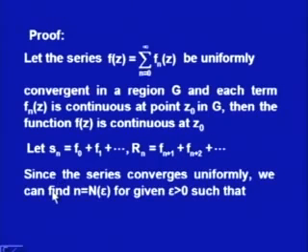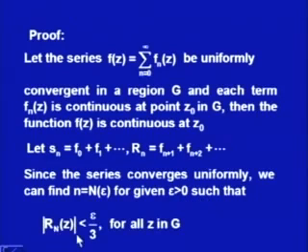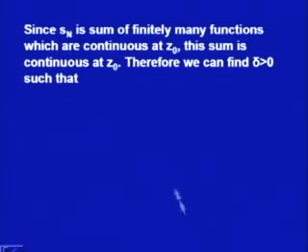Since the series converges uniformly, which is given to us, we can find n, which is a function of epsilon, for given epsilon greater than 0, such that modulus of R_n(z) is less than epsilon by 3 for all z in G. So, I have taken the arbitrary value as epsilon by 3. This is by definition of convergence. And since S_n is a sum of finitely many functions which are continuous at z0, this sum is continuous at z0.